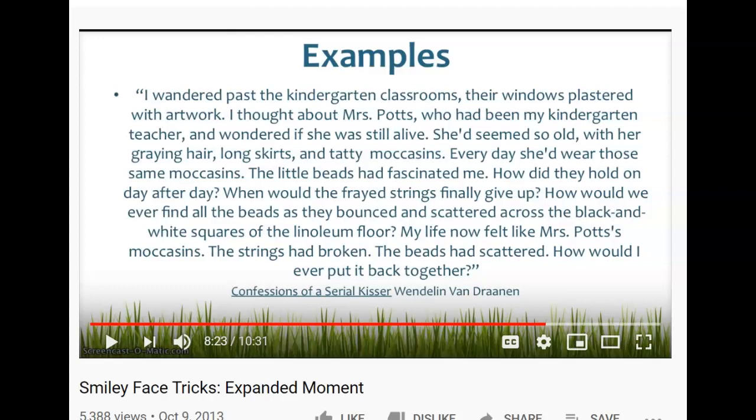I love this example because it kind of switches and it shows two different feelings. As you guys watch, first she's nostalgic for her class, her old class, and then she starts to feel sad and a little despondent on where her life is going. And she compares those, like she said, so this person happens to use figurative language in there. And she uses a metaphor. Her life now felt like Mrs. Potts' moccasins. The strings were broken, and how would she ever put it back together?